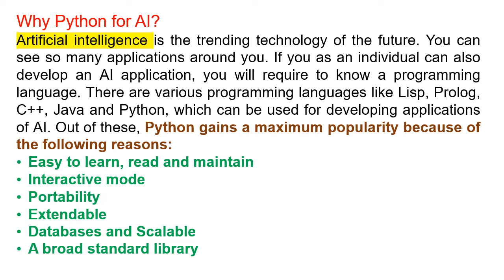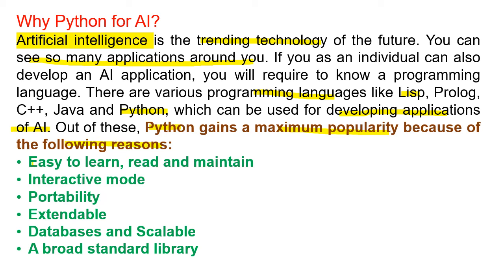Artificial intelligence is the trending technology of the future. You can see so many applications around you. If you, as an individual, also want to develop an AI application, you must know a programming language. There are many programming languages like Lisp, Prolog, C++, Java, and Python, which can be used for developing applications of AI. And out of these, Python gains maximum popularity because of the following reasons.